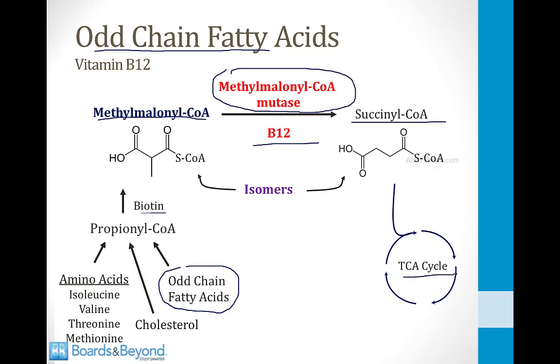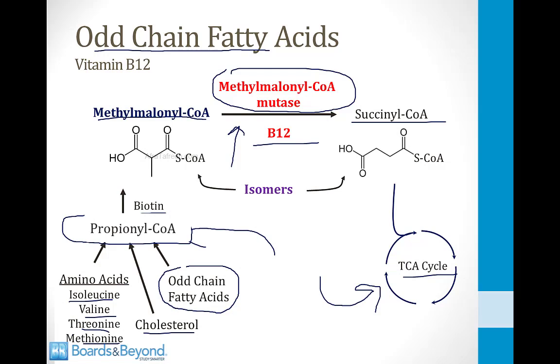enter the TCA cycle. And propionyl-CoA is an important intermediate for the metabolism of many different structures. Cholesterol can also be metabolized to propionyl-CoA, so can the amino acids isoleucine, valine, threonine, and methionine. All of these structures can become propionyl-CoA and then go through this reaction to enter the TCA cycle, and you need vitamin B12 for this step, the conversion of methylmalonyl-CoA into succinyl-CoA.